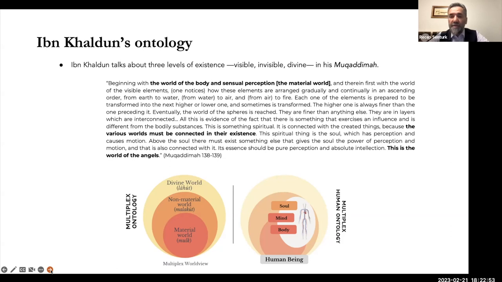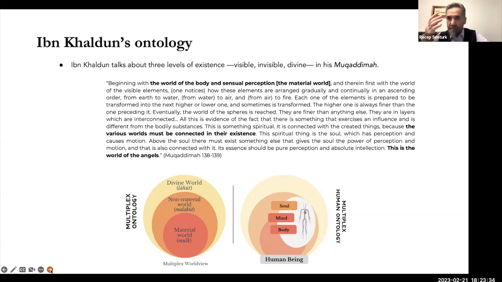It is connected with the created things because the various worlds must be connected in their existence. This spiritual thing is the soul, which has perception and causes motion. Above the soul, there must exist something else that gives the soul the power of perception and motion, and that's also connected with it. Its essence should be pure perception and absolute intellection. This is the world of angels. So this is an excellent illustration of Ibn Khaldun's multiplex approach.